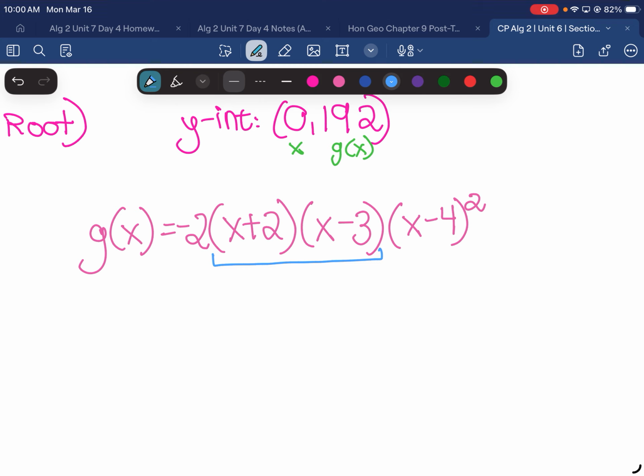So x plus 2 times x minus 3, what do we get? X squared minus x minus 6. And then what's x minus 4 times x minus 4? Just be careful about this, because when you see this, you're going to want to do x squared plus 16. Not a thing. X minus 4 times x minus 4, Juliana. Would it be x squared minus 8x plus 16? There you go.